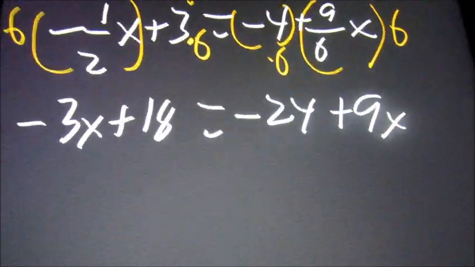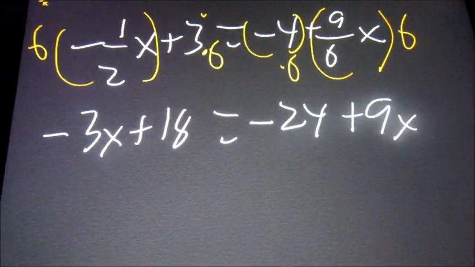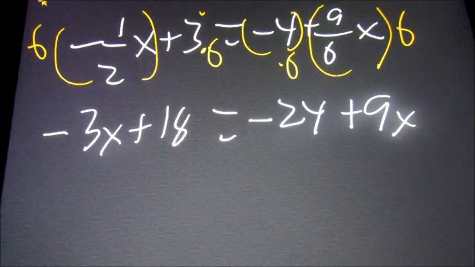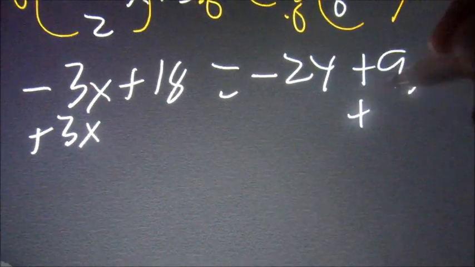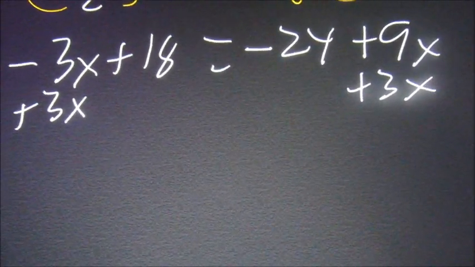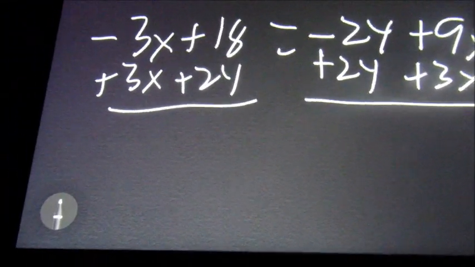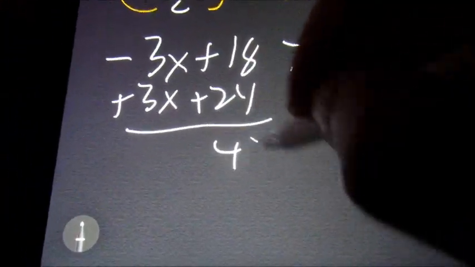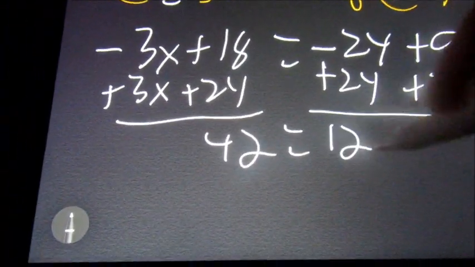Okay, now we have all of our like terms combined, so we need to isolate the variable by moving the x's to one side and the numbers to the other. Because the 9 is bigger than the 3, I'm going to move the 3 over, plus the 3 is a negative. So this makes it so that it's all going to be positive. Since I'm moving my x's to the right, I need to move my numbers to the left. So I'm going to add 24. And we have 18 plus 24 is 42 equals 9 plus 3 is 12x.